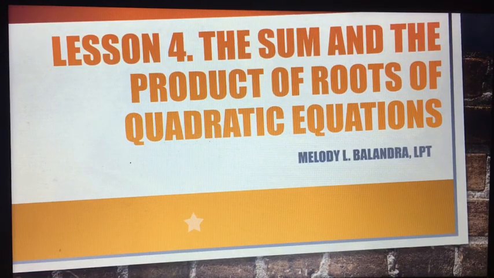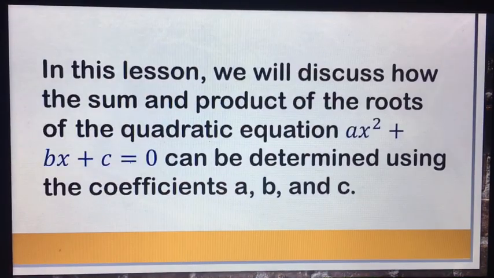Welcome to Mathematics 9, Lesson 4: the sum and the product of the roots of a quadratic equation. In this lesson, we will discuss how the sum and the product of the roots of the quadratic equation ax squared plus bx plus c equals 0 can be determined using the coefficients a, b, and c.